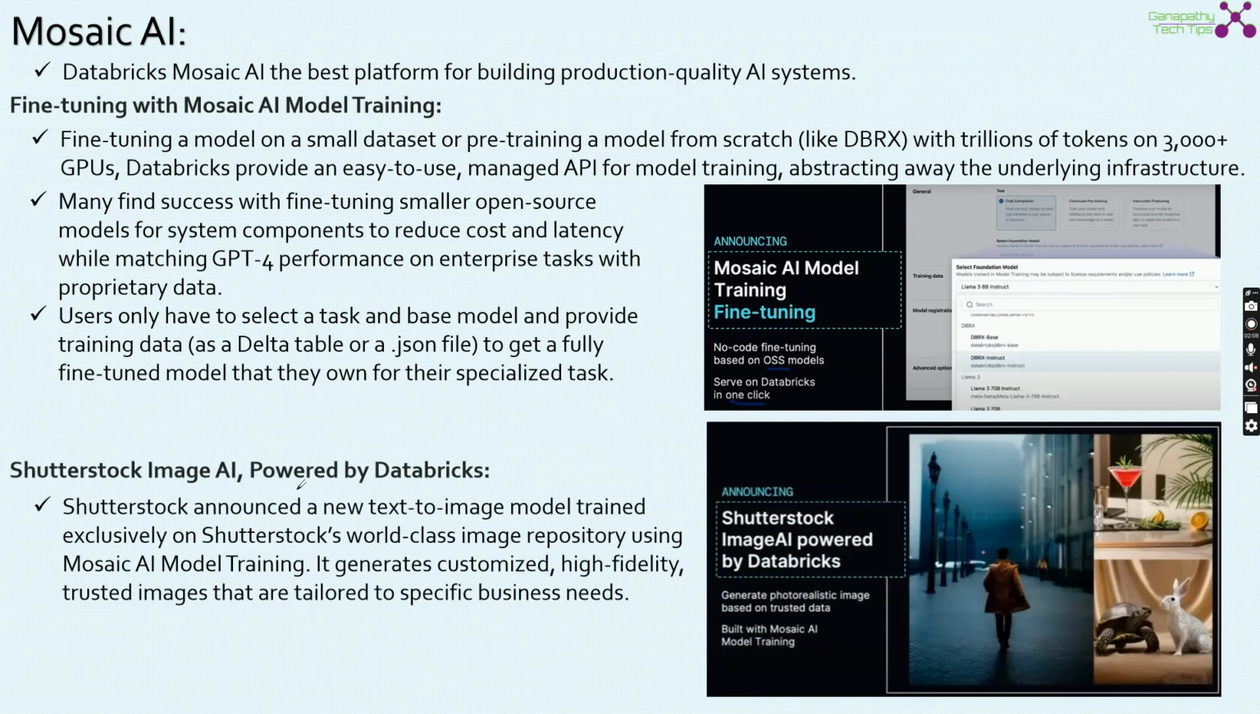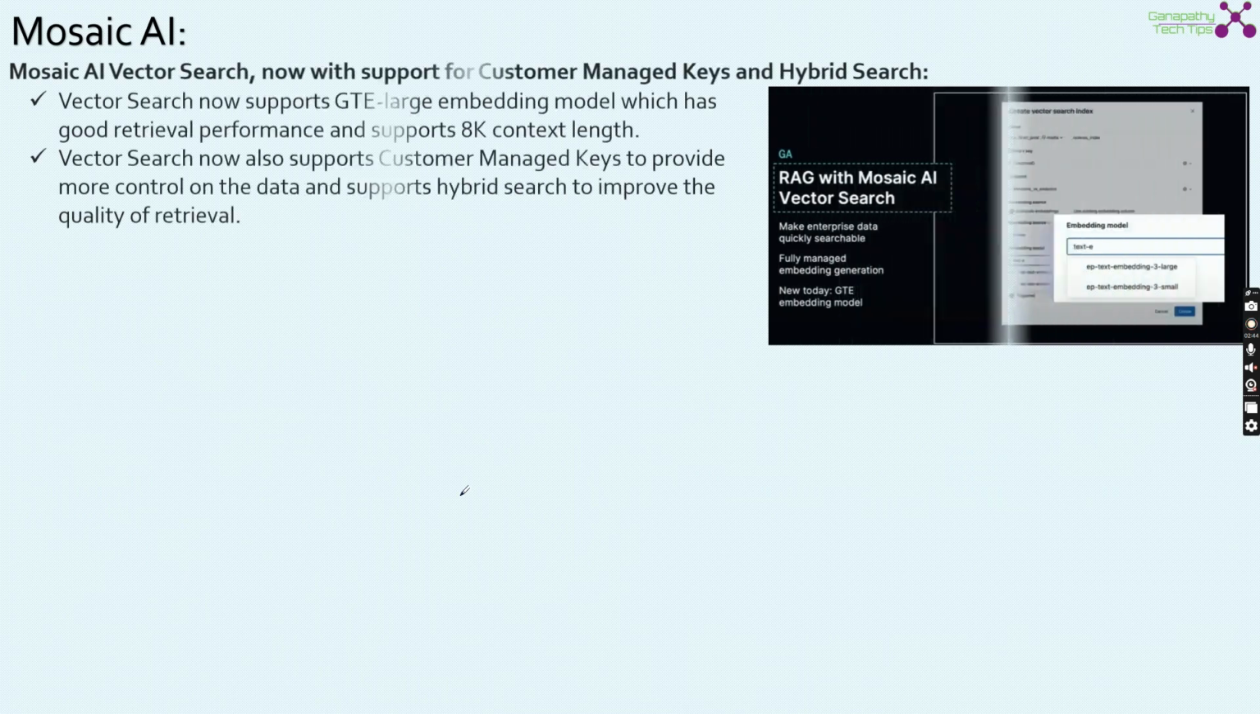And then the Shutterstock image AI powered by Databricks. So it generates a photorealistic image based on the trusted data built with Mosaic AI model training. So these are all the pictures which got generated by the Shutterstock. So Shutterstock announced the next text to image model trained exclusively on Shutterstock's world class image repository using Mosaic AI model training. It generates customized high fidelity trusted images that are tailored to specific business needs. So if you want to generate the images from the text using the generative AI, then you can very well try the Shutterstock image AI on the Databricks.